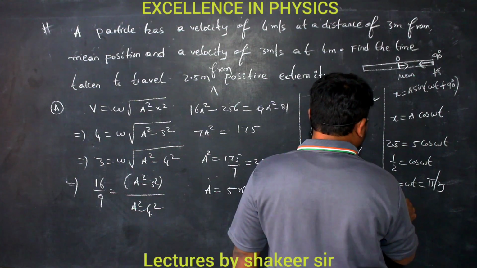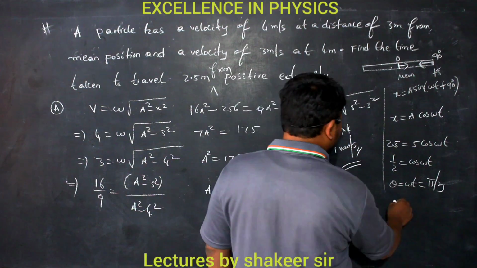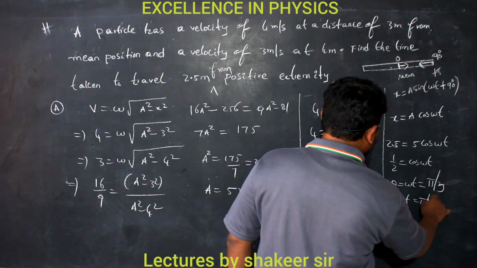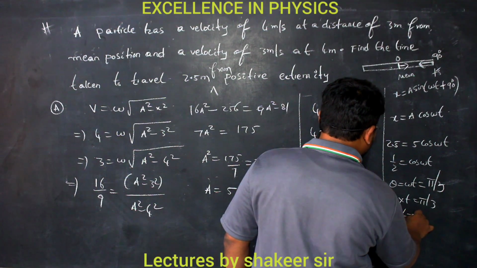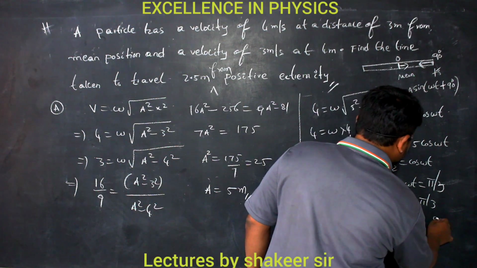Clear? So therefore the omega value we have already found out, it is 1 radian per second. So substitute 1 here. So 1 into t is equal to pi by 3. So therefore the time taken is pi by 3 seconds. Clear? So this is our answer.